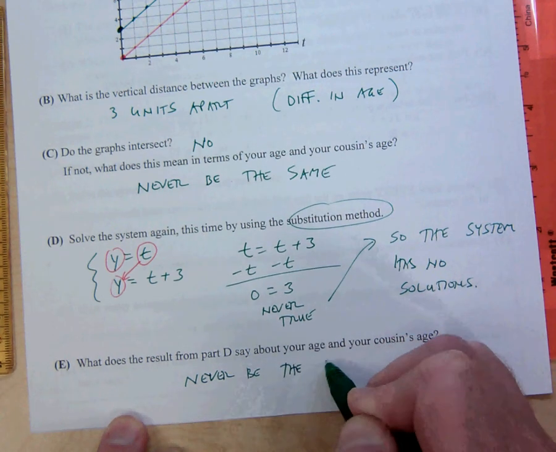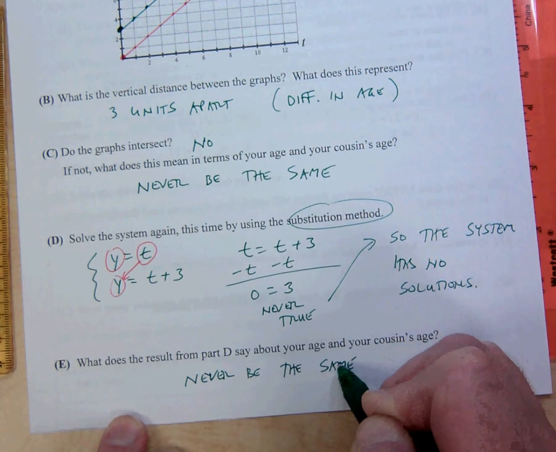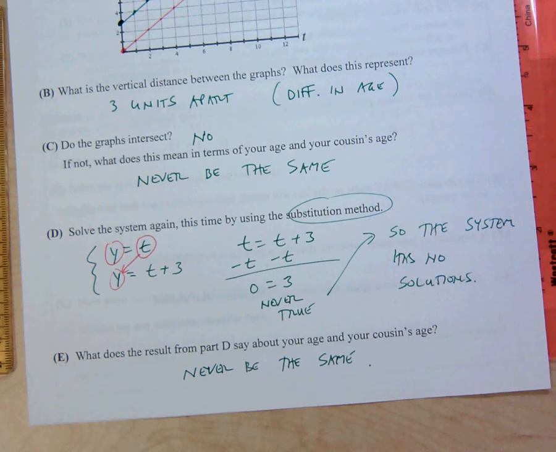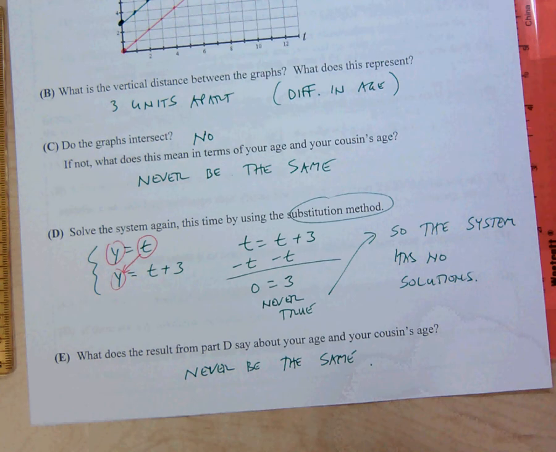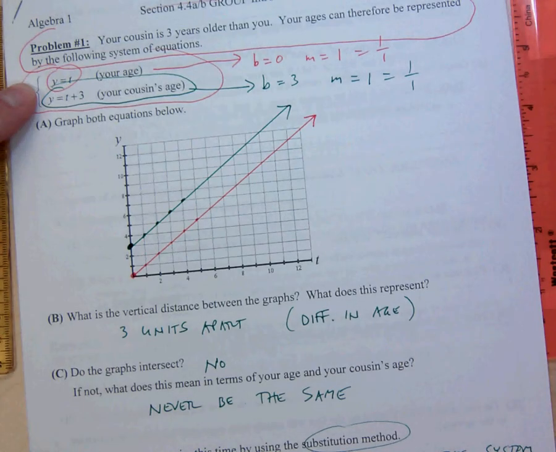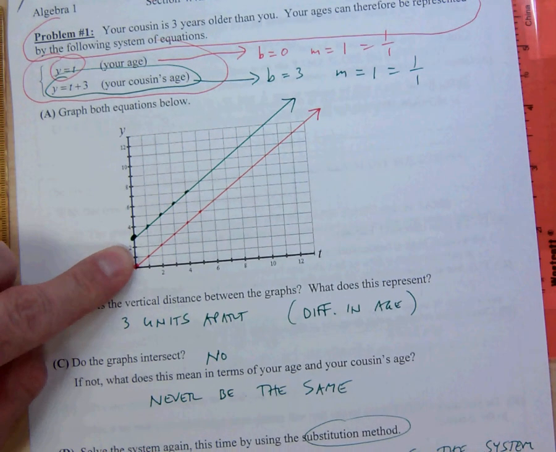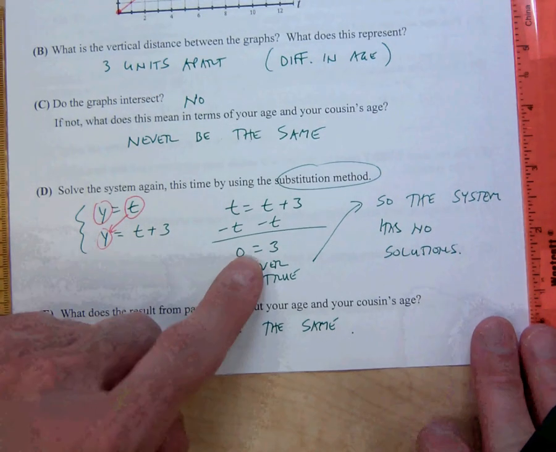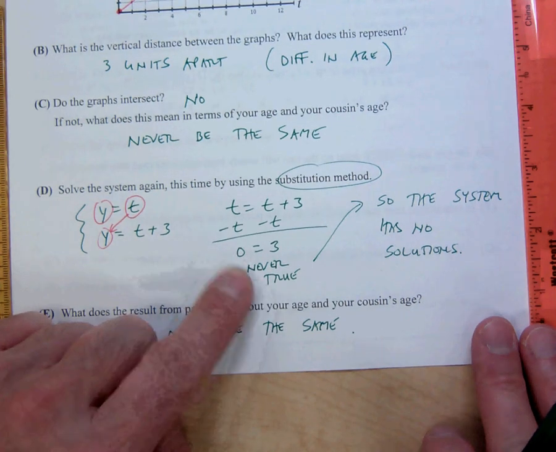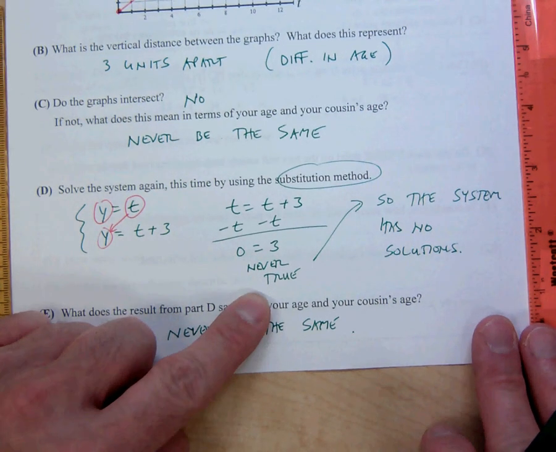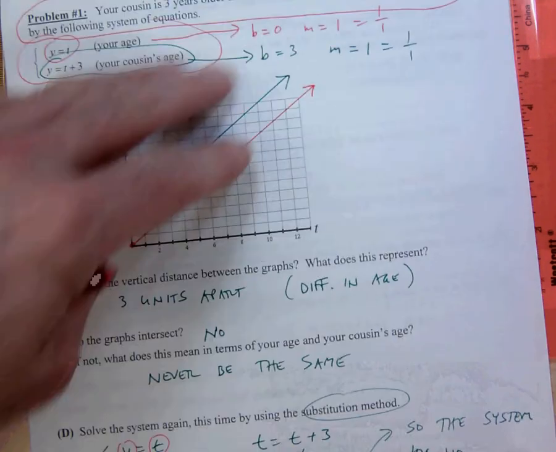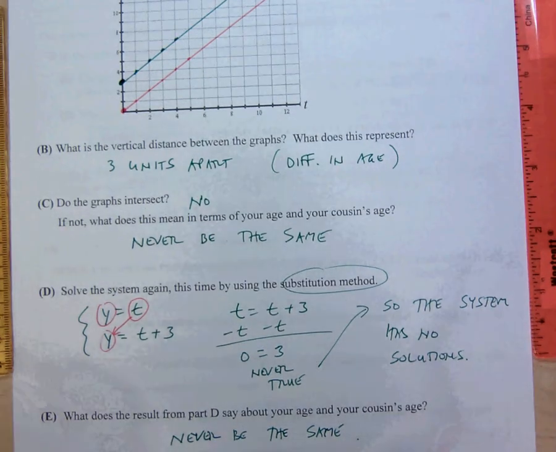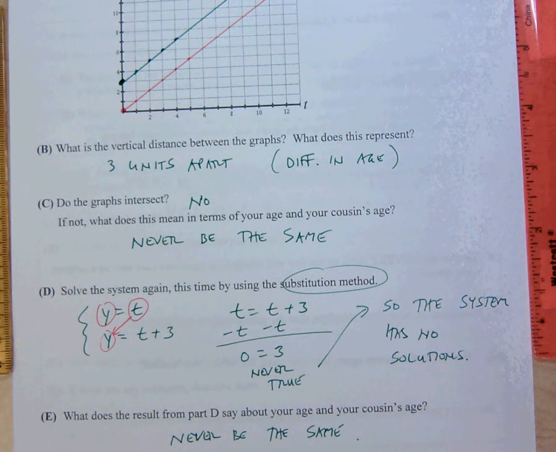Take a look at this, because this is half of what we're learning today. Don't turn the page yet. Quickly review. We came up with the system, which graphically we saw had no solutions because the lines are parallel. And then using substitution, we saw it had no solutions because we ran into a statement that's never true with the variable being eliminated. So these are the same system, we're just solving it two different ways. That's half of what you're learning today. Do you get it?